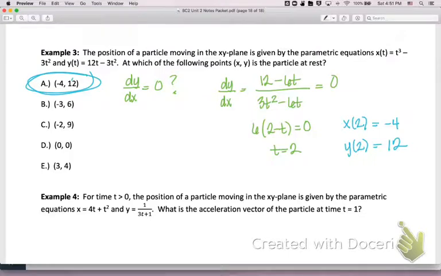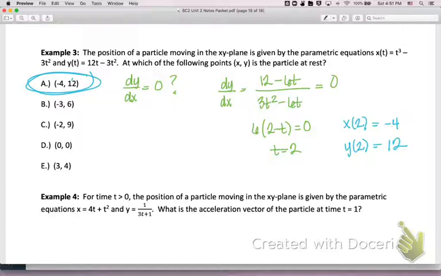The correct answer is A, negative 4, 12. We need to figure out the derivative, dy/dt, and set that equal to 0. That would be where the top is equal to 0. And so you get the point t equals 2, which when you evaluate for x of 2 and y of 2, we get negative 4, 12.